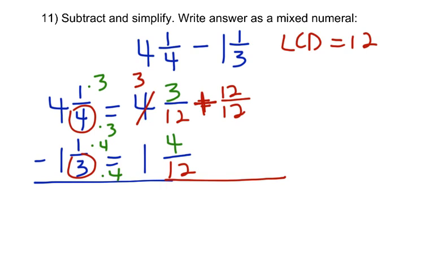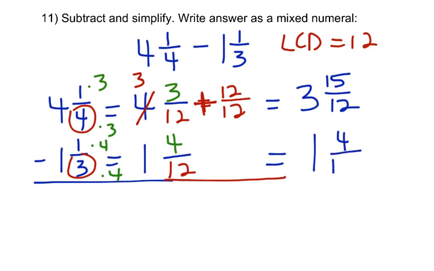Now let's go rewrite these mixed numbers. We now have 3 as our whole. We add 3 twelfths and 12 twelfths. That's 15 twelfths. And now I can subtract these fractions. I have the same denominator.